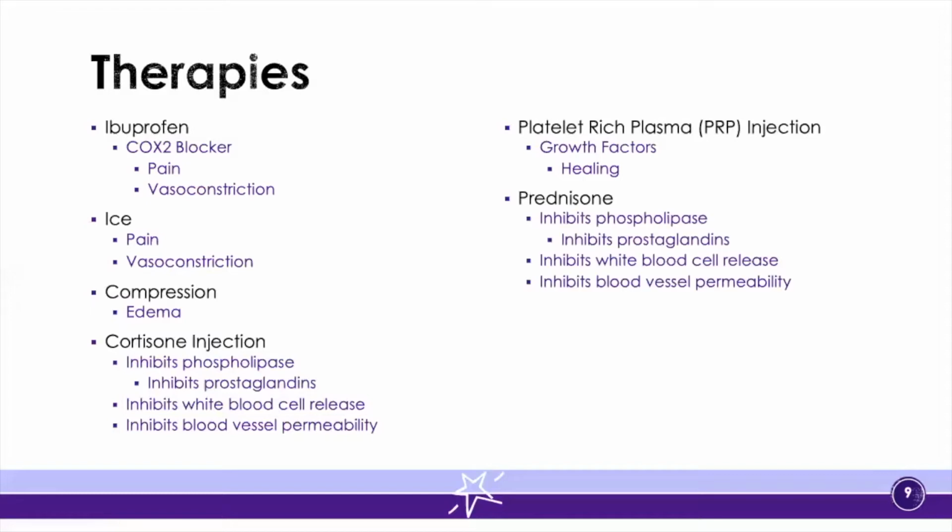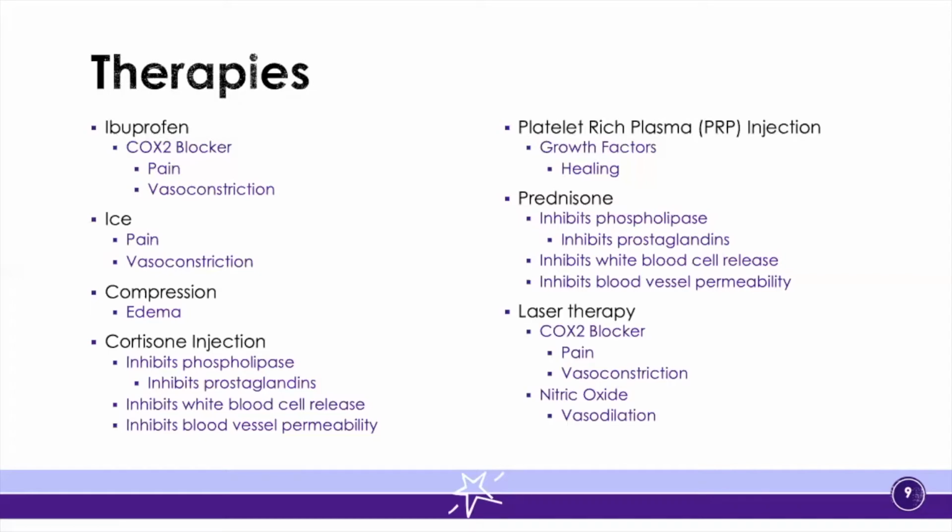Prednisone is one of the steroids that can be used when dealing with inflammation to try and decrease the extent of it. And it works very similarly to what we saw with the cortisone injection. So it will inhibit that phospholipase, ultimately inhibiting the release of prostaglandins. It also inhibits white blood cell release from the lymphatic system, so there will be a decrease in diapedesis ultimately. And it also inhibits blood vessel permeability.